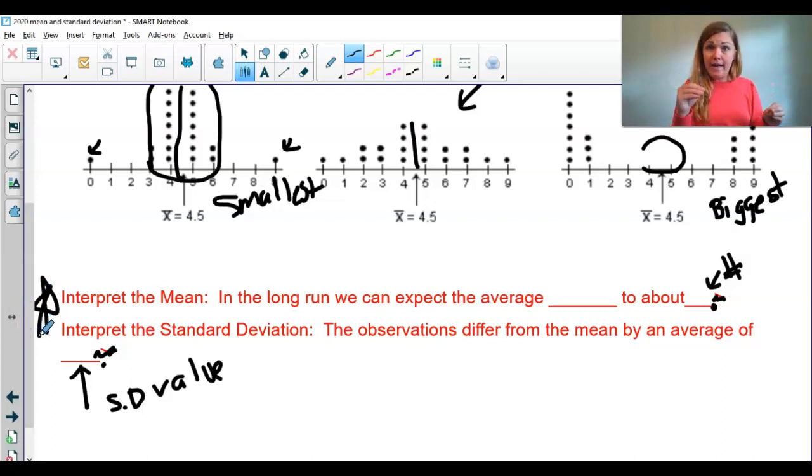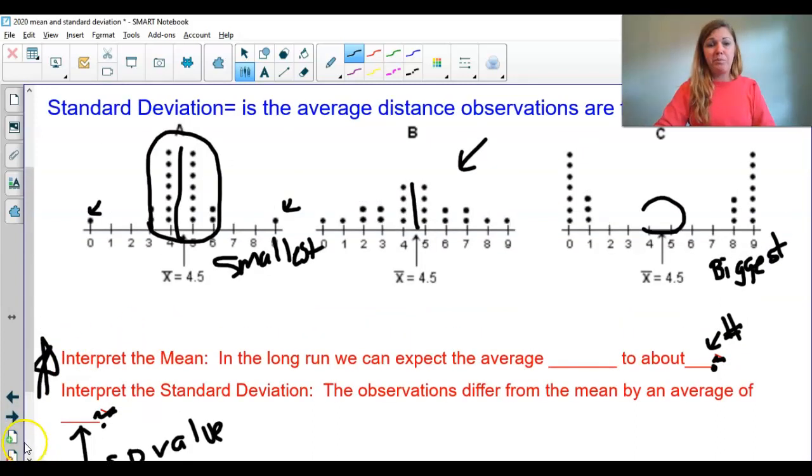In part 2, what I'm going to do is show you how to calculate the mean and calculate the standard deviation. Okay? See you soon.